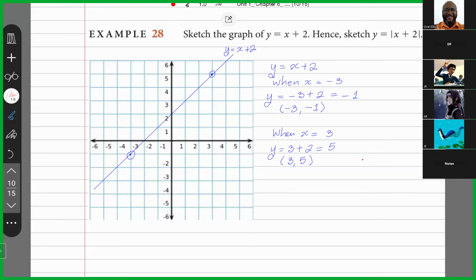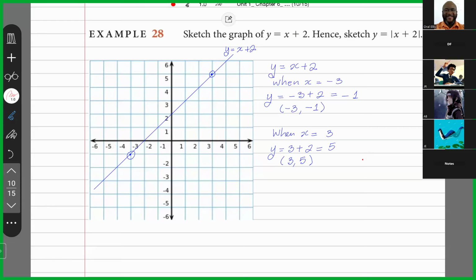Now, what they said we should do is that if we have the graph of y is equal to x plus 2, and we want the graph of y is equal to the mod of x plus 2, we must reflect the section of the graph that is below the x-axis to above the x-axis.